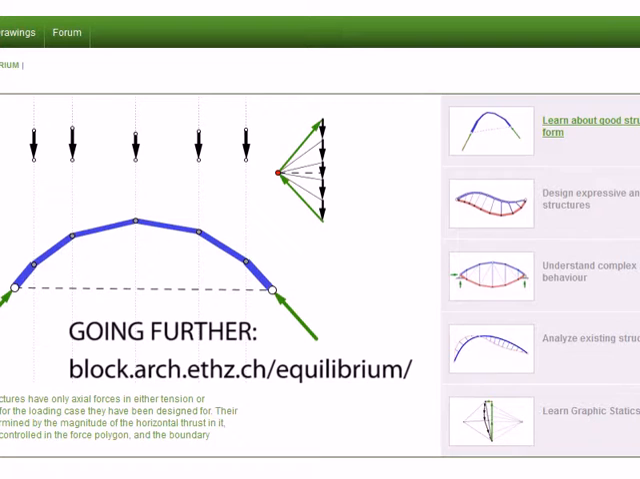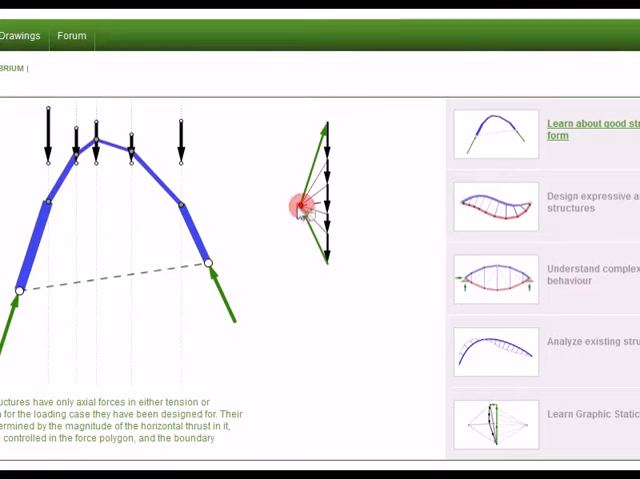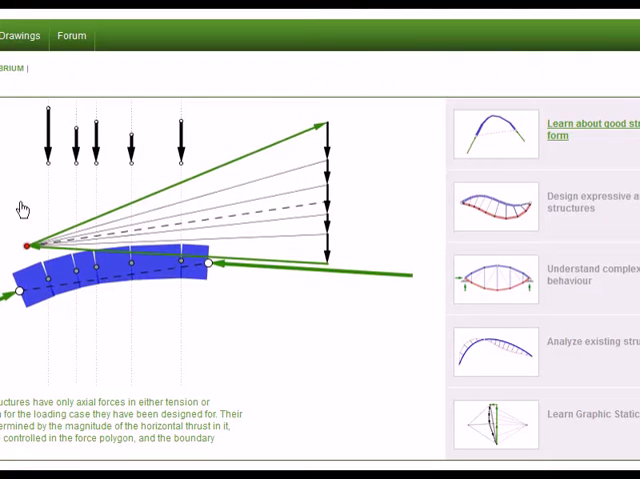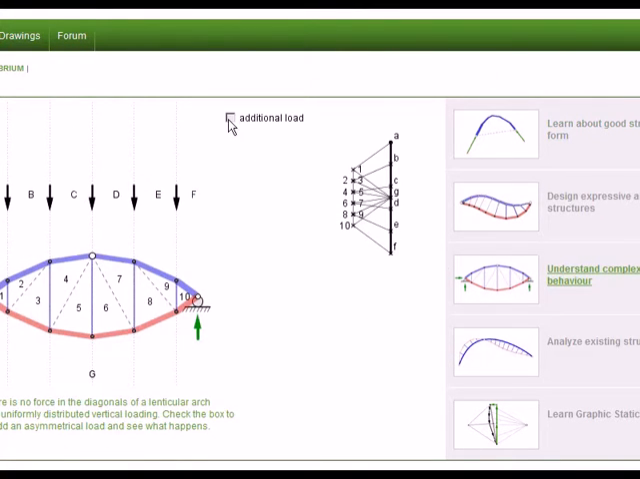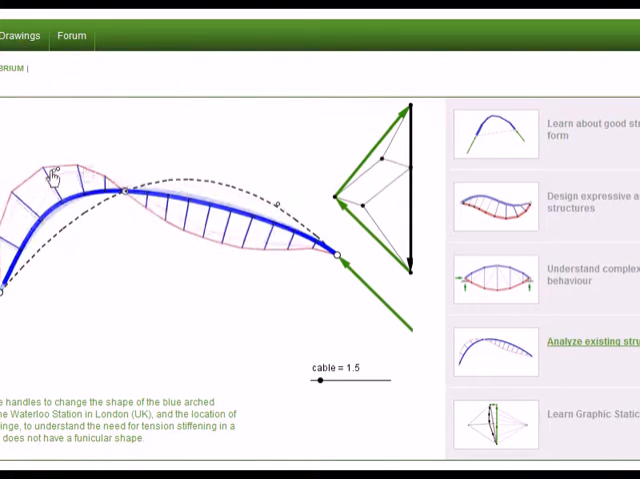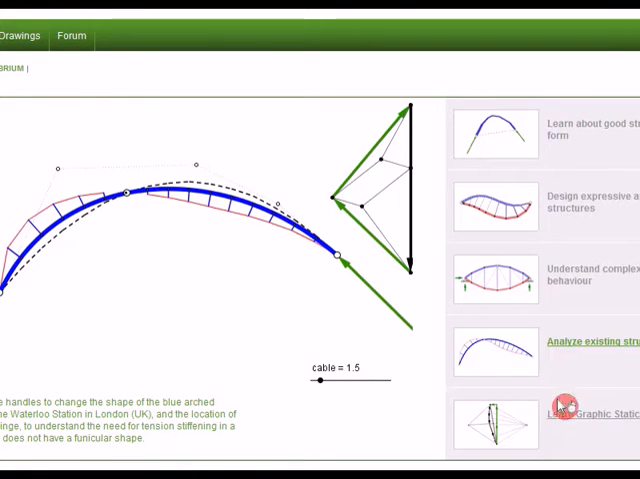If you want to go further, check out the Equilibrium website. There are interactive examples that enable you to explore advanced graphic statics while having fun. These examples are made in GeoGebra. It's a free program that you can download and make your own. You can even use it in your design project.